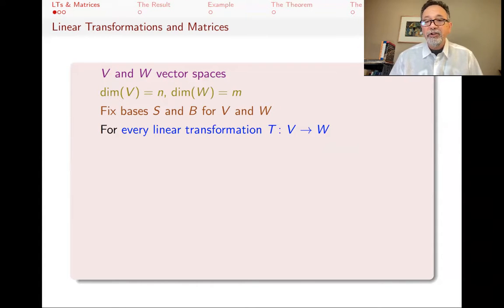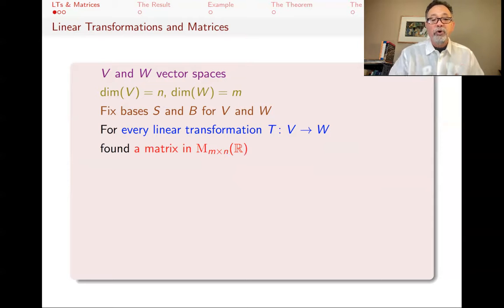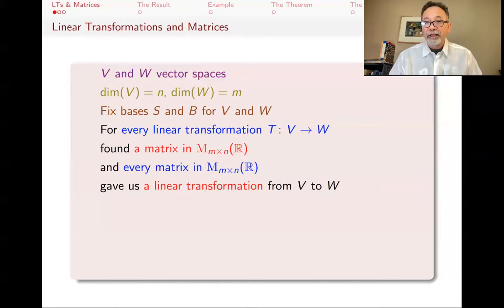And then for every linear transformation, what we found in a previous lecture was that you can find a matrix that's m by n. It has m rows, m was the dimension of the codomain, and n columns, that's the dimension of the domain. And this matrix does the job of the linear transformation for us. Vice versa, if an m by n matrix walks through the door, you can turn that into a linear transformation from V to W, again, using those fixed bases.